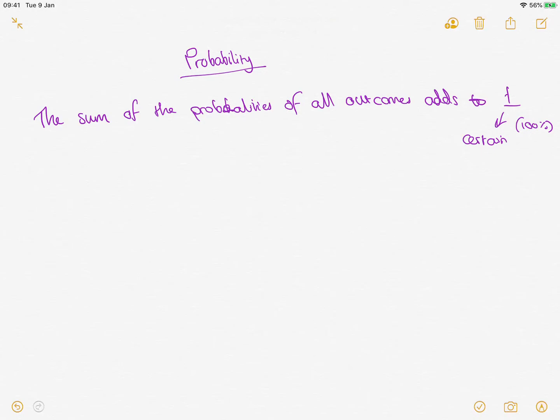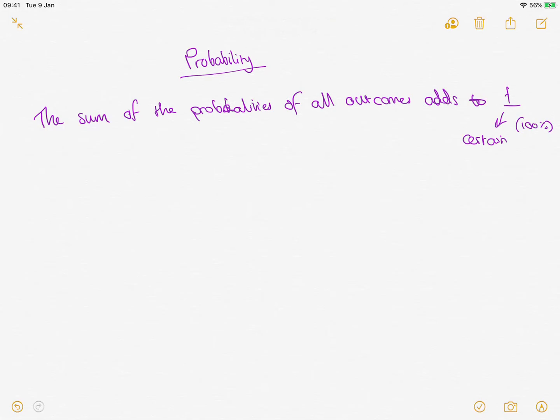So that means that if I list all of my possible outcomes, then the chance of one of those things happening is certain, is basically what this sentence is saying, that if all outcomes added together, if I list all outcomes, then one of those things must definitely happen.